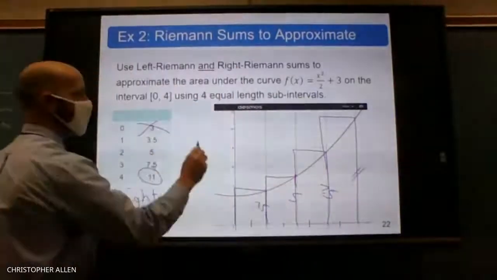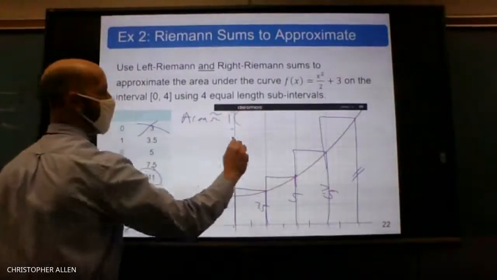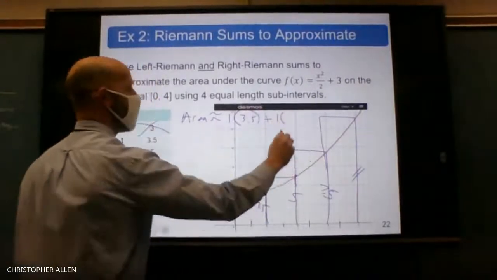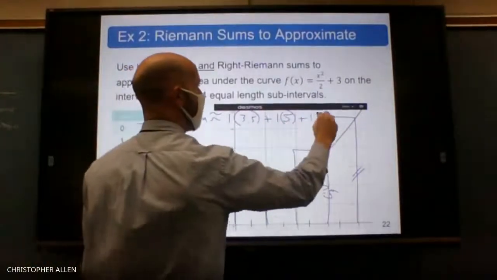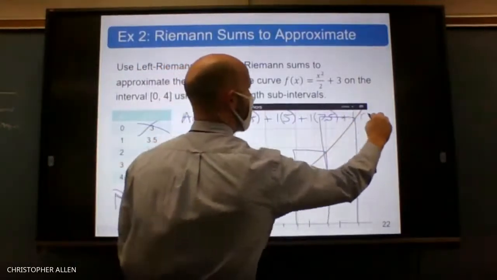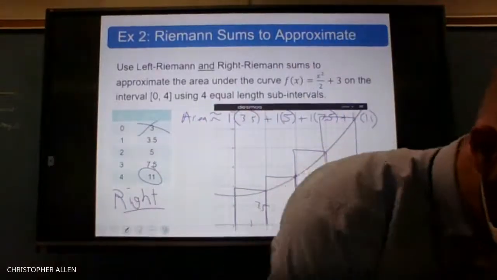What about the last one? 11. So this area is approximately, well, it's going to be 1 times 3.5 plus 1 times 5 plus 1 times 7.5 plus 1 times 11. And that one turns out to be an answer of 33.